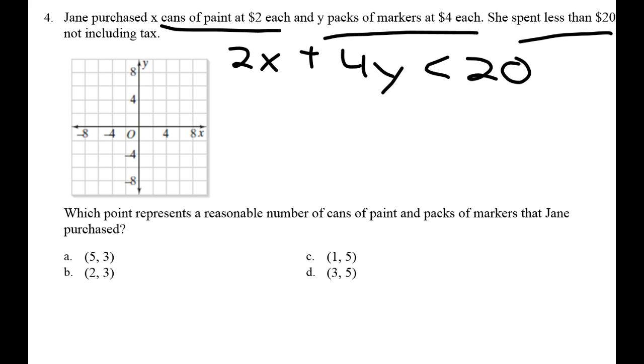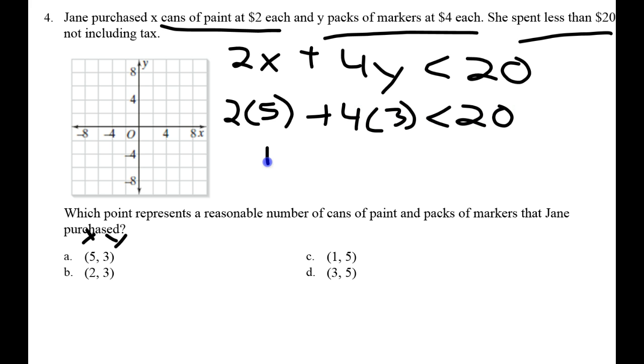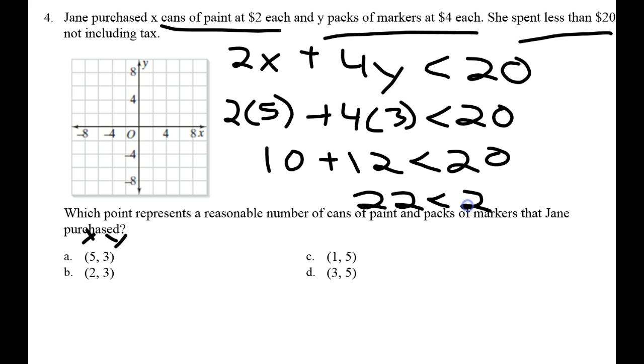Now, just like with number 1, to figure out if a point is a solution to an inequality, all you do is take that x value and the y value in that point and plug them in. So for answer choice A, x is 5, y is 3, so I plug in the 5 for the x, and I plug in the 3 for the y. 2 times 5 is 10, plus 4 times 3 is 12. 10 plus 12 is 22. Is 22 less than 20? No, so A is not the answer.